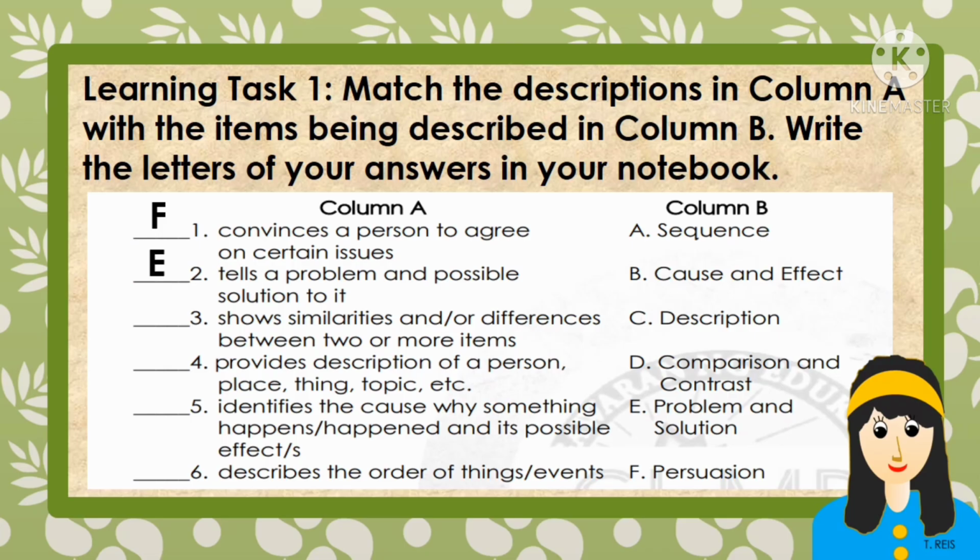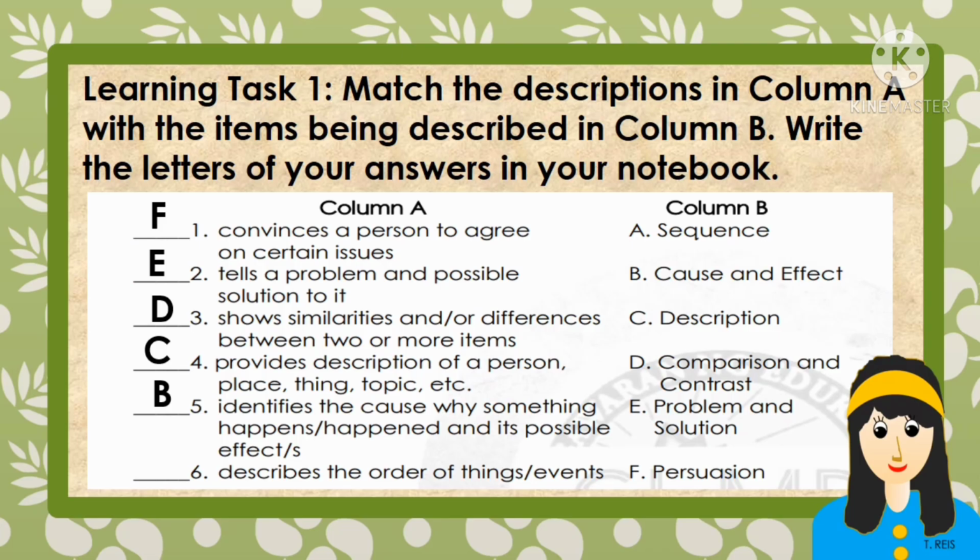For number 3, shows similarities and or differences between 2 or more items. What is the answer? The answer is letter D, comparison and contrast. For number 4, provides description for a person, place, thing, topic, and etc. What is the answer? The answer is letter C, description. For number 5, identifies the cause why something happens or happened and its possible effect or effects. What is the answer? The answer is letter B, cause and effect.